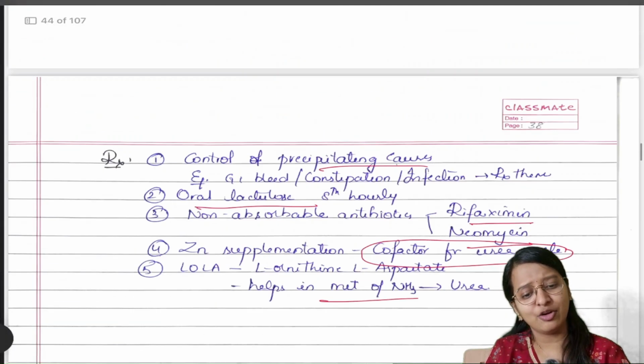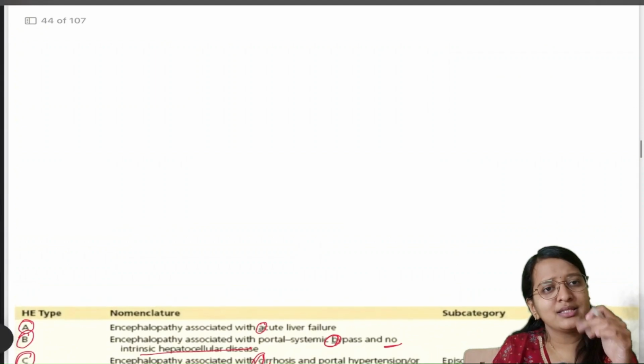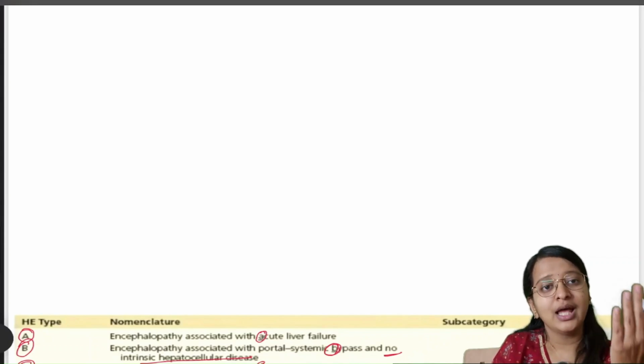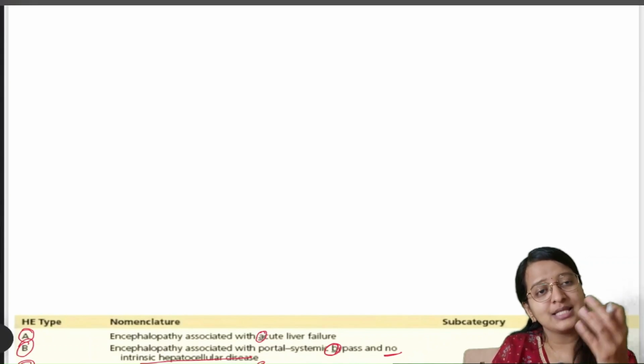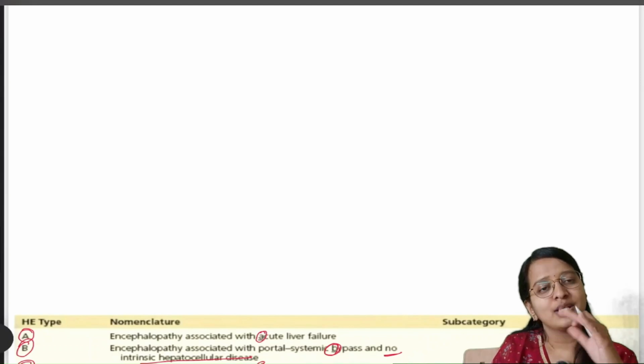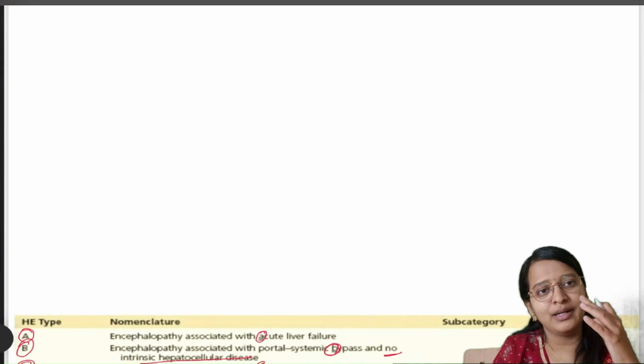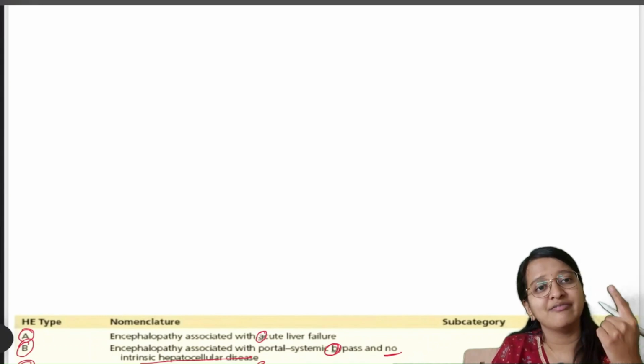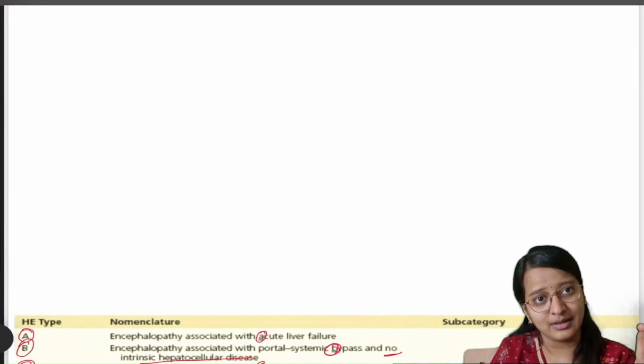So hepatic encephalopathy, the main thing is due to ammonia. It is not being metabolized. It is being converted into glutamine with the help of glutamine synthetase and the glutamate. So it is causing neuroexcitatory effects. But type C is neuroinhibitory. We have to avoid the precipitating causes. Oral lactulose, rifaximin, LOLA, zinc. Okay.